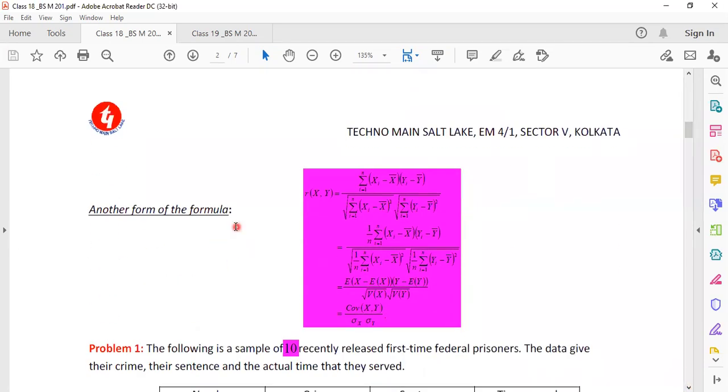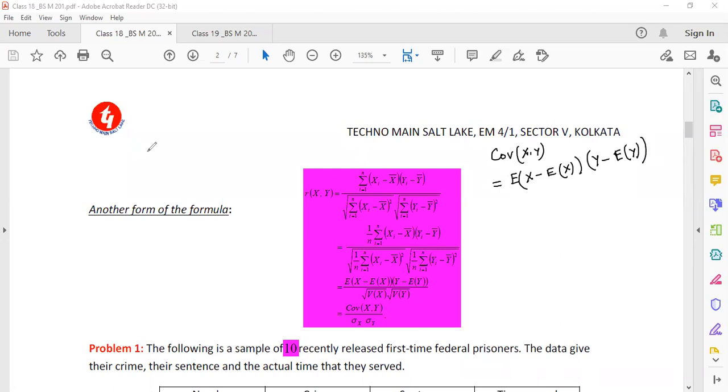Okay, another form of the correlation coefficient formula is given by this. Just look at the formula. This you already know, it is actually coming from the definition. But between these two, there is another formula which is written in terms of expectation. Because if you can recall, the covariance of xy can also be written in the following manner: E of x minus Ex into y minus Ey.